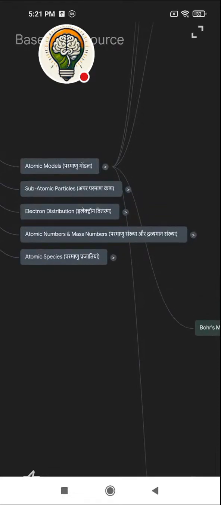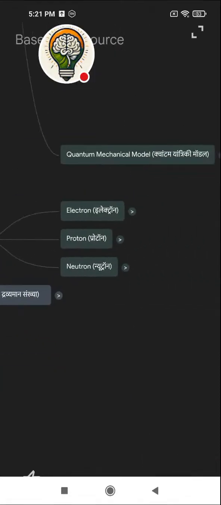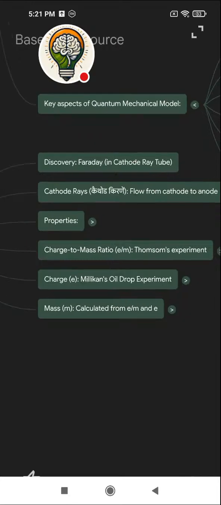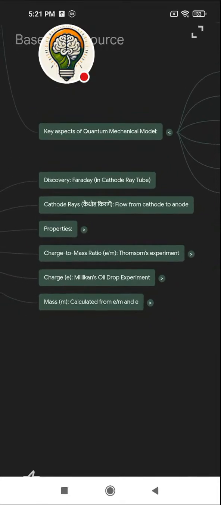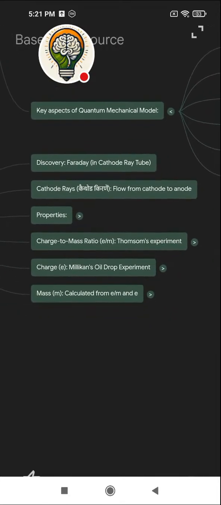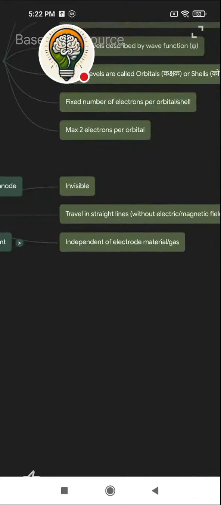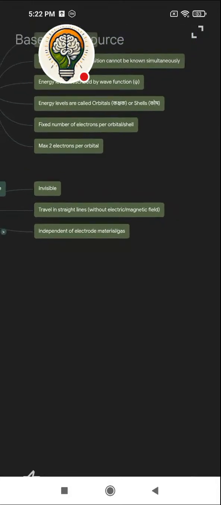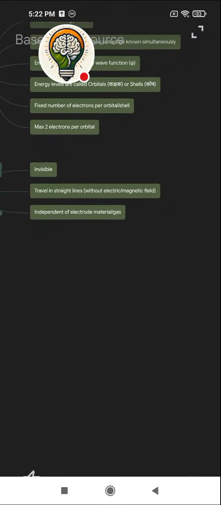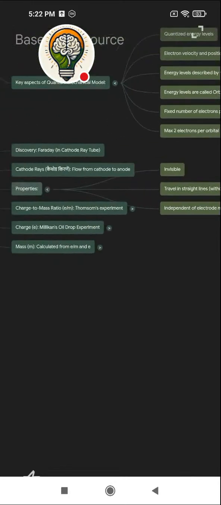Then comes the subatomic particles, which are the electron. Electron was discovered by Faraday in the cathode ray tube, cathode rays flowing from cathode to anode. Properties: they are invisible, travel in a straight line without electric and magnetic field, and are independent of electrode material and gas.